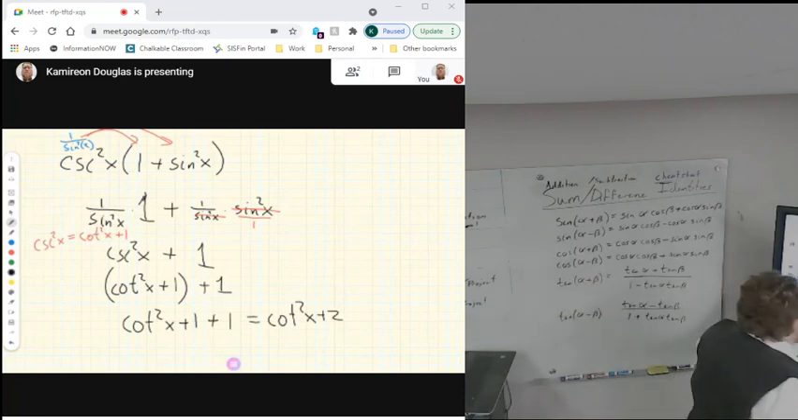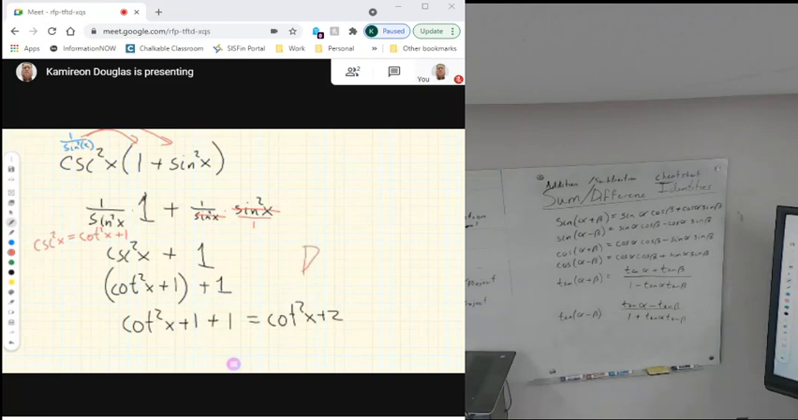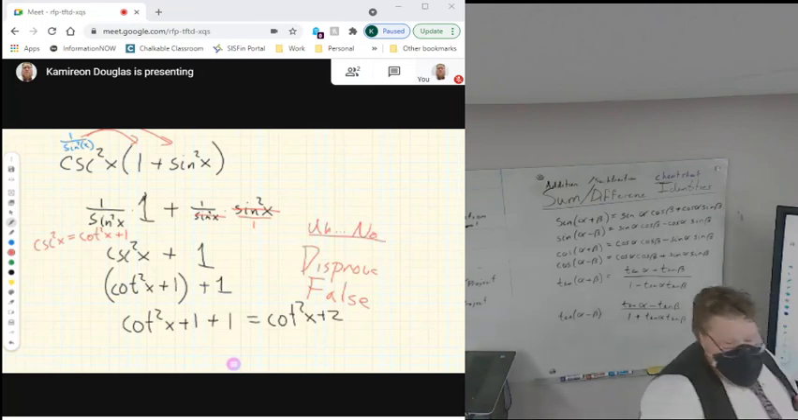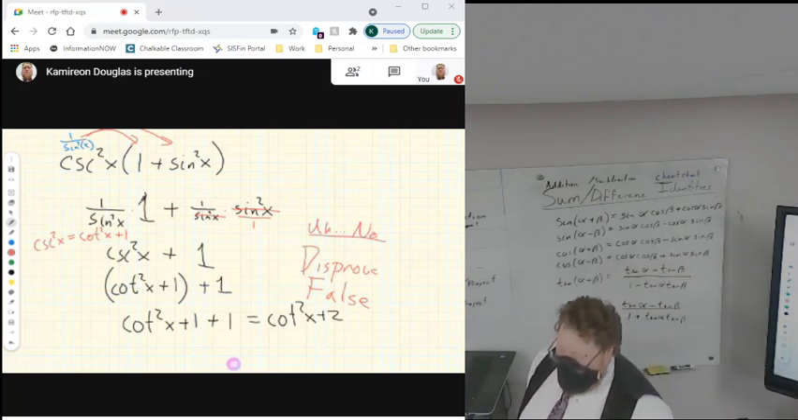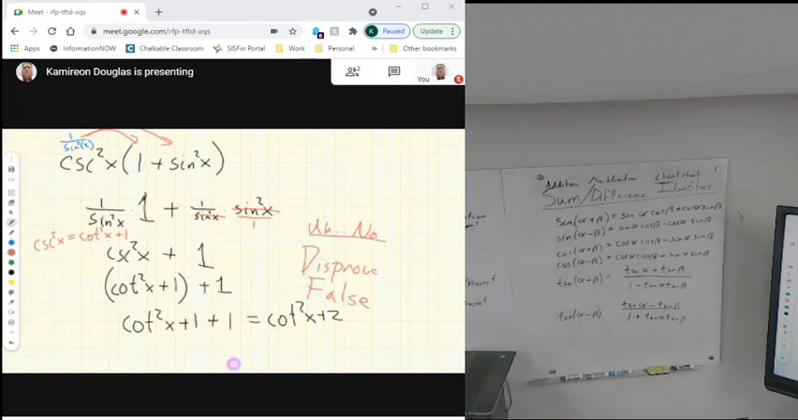So the answer to this question is disprove. The answer to this question is false. The answer to this question is no. Take a pick. I prefer false, because when it comes to proof, there are two types of statements. It's either true statements or false statements. If it's not true, it's gotta be false.